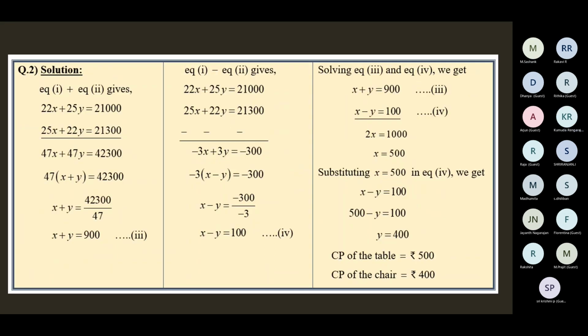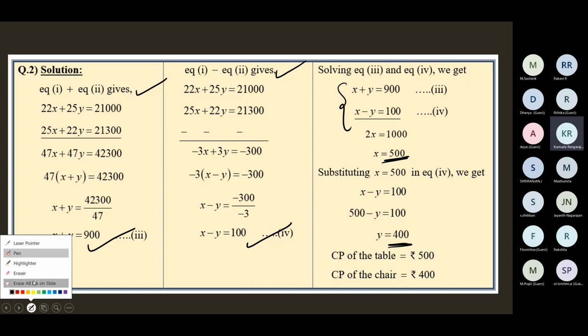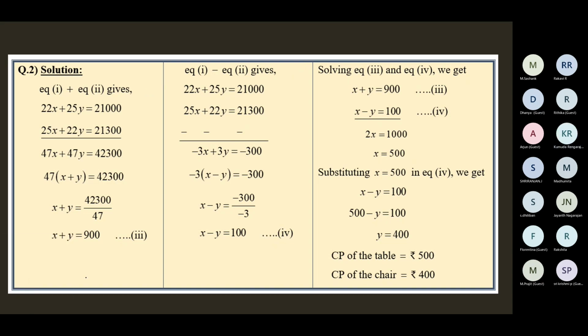So see here. Equation 1 plus equation 2, so we add, meaning we don't change the signs. Here, equation 1 minus equation 2, so we change the signs. So we get two new equations, which are called 3 and 4. We solve equations 3 and 4 to find the values of x and y. Is the format understood, children? Yes, ma'am.